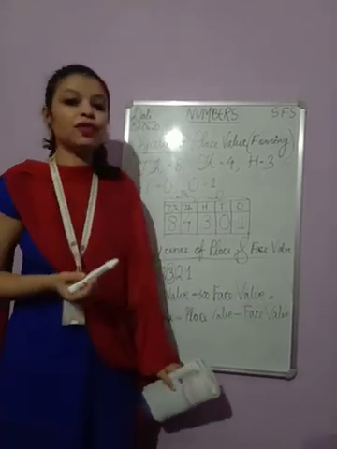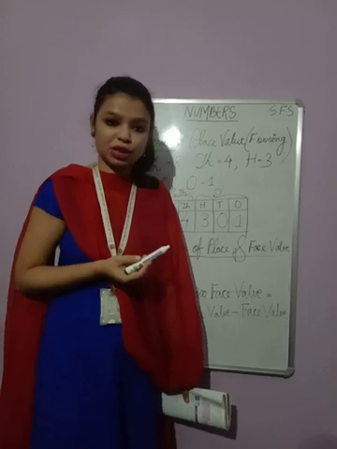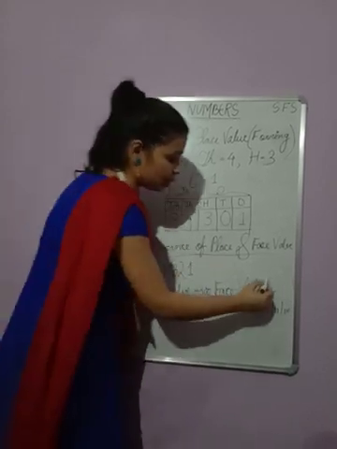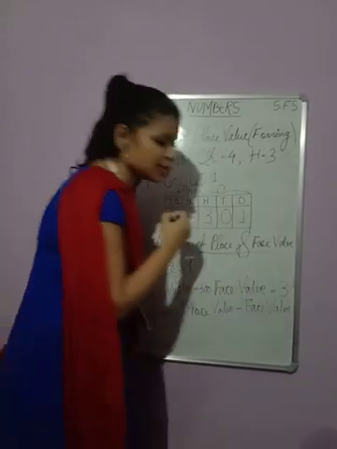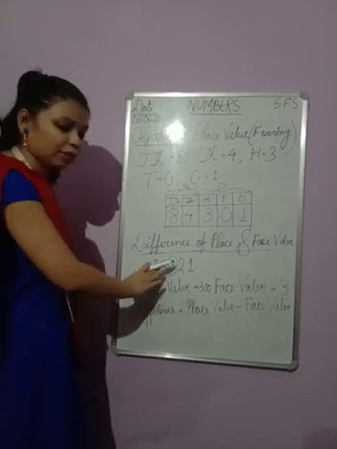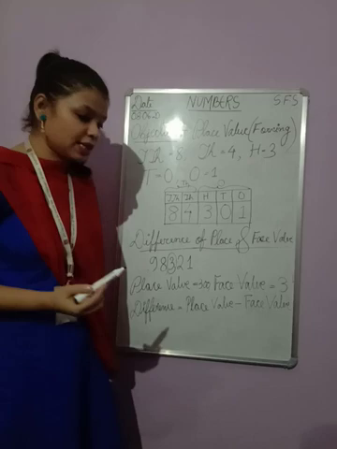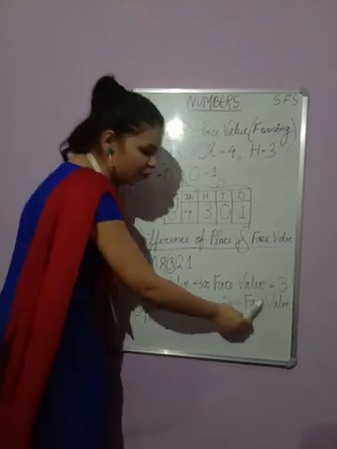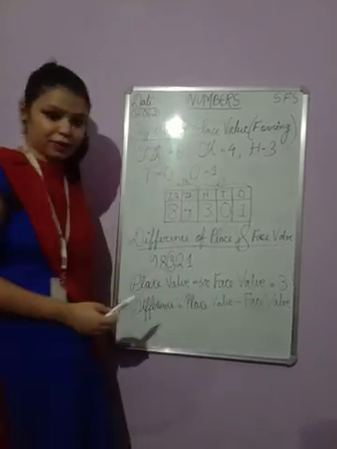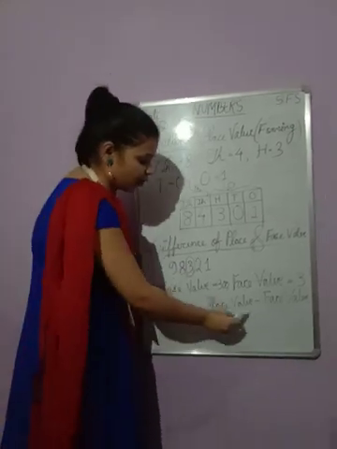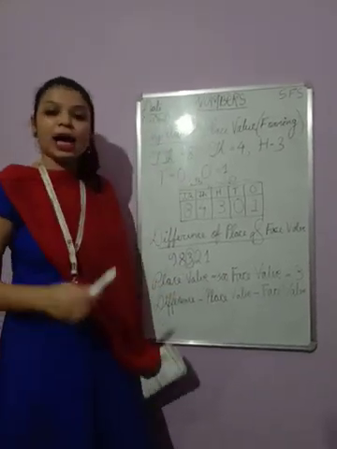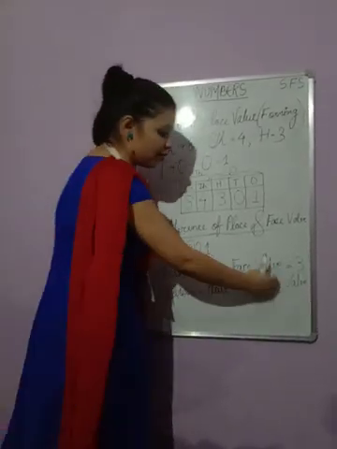I already told you face value doesn't depend on the position. So it will be the number itself. So I will put here just 3. You can take any number from here. I have taken 3. Now to find the difference, we have to subtract face value from place value. Alright, because the place value has got a higher value than the face value.